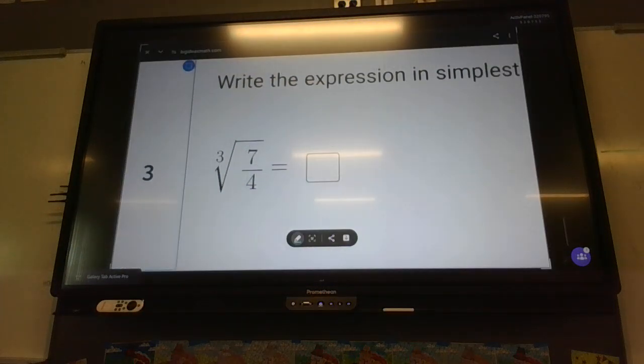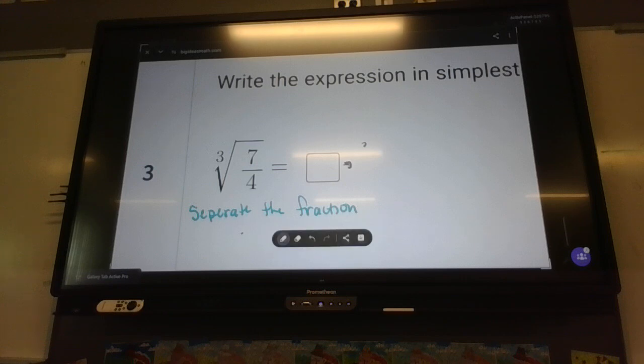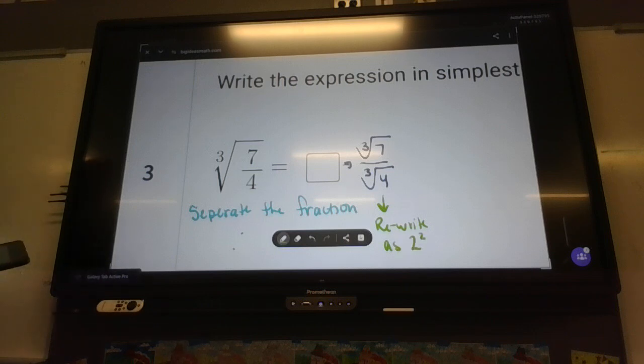All right, 7 and 4 do not reduce, so I'm going to separate the fraction. So this is the cube root of 7 over the cube root of 4. And if possible, I'm going to make any large numbers smaller by writing them as a base and an exponent. Four is the same as 2 squared.